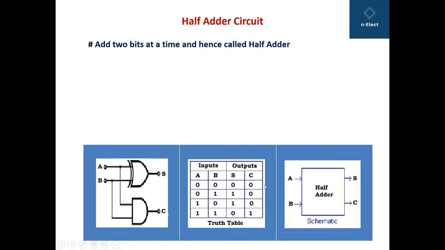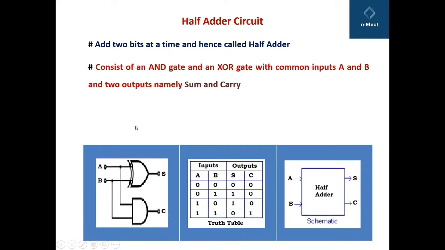Moving on to the half adder circuit, where the XOR gate is employed. What is the XOR half adder circuit? It adds 2 bits or binary digits at a time, and hence it is called a half adder. You can see here the half adder circuit. It consists of an AND gate and an XOR gate with common inputs A and B, which are shared with both the gates, and 2 outputs, namely sum and carry. Output of the XOR gate is sum, while output of the AND gate is carry.